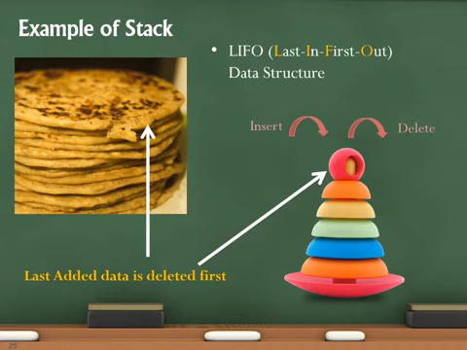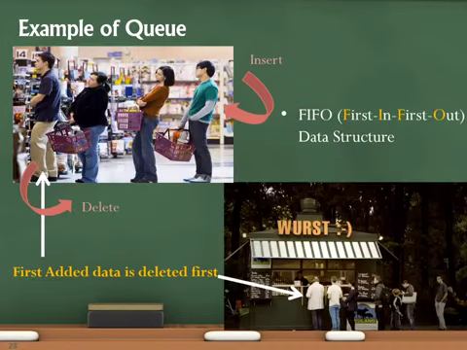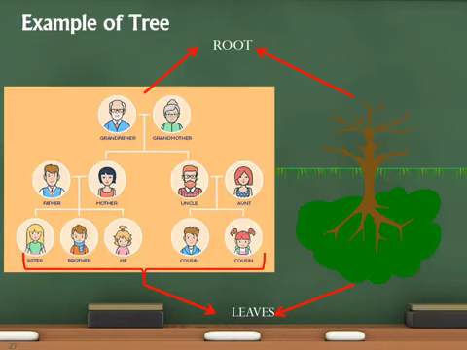In a queue data structure, the first inserted value is deleted first. Like the queue in a departmental store, the person who enters the queue first will be serviced first. The second example of a queue is a coffee shop. When we go to a coffee shop, the person who orders first will be serviced first. Linked list, stack and queue are all linear data structures, which are accessed sequentially, that is one after the other.